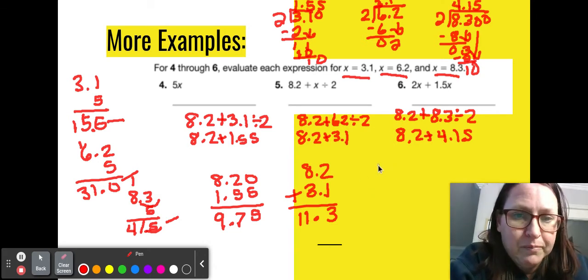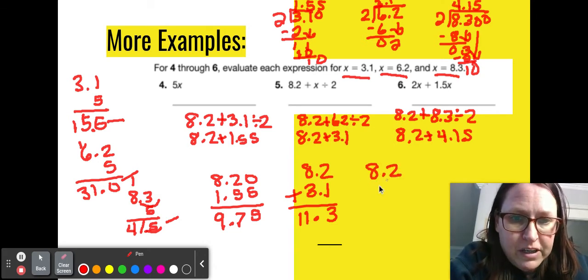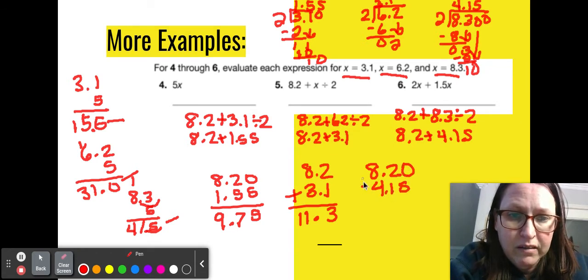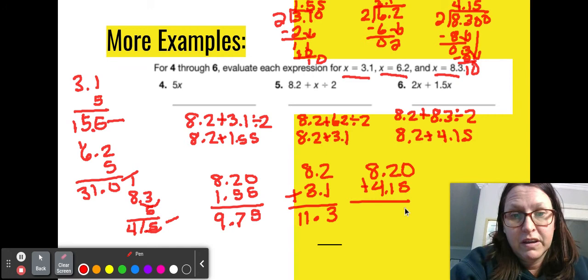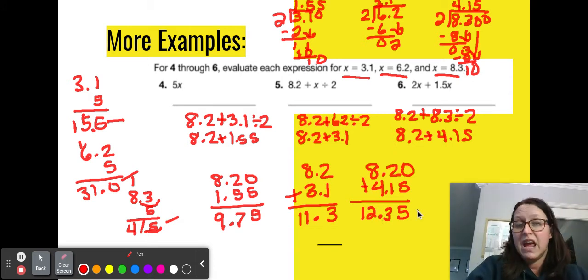Now let's do our last one. 8.2 plus 4.15. Put my placeholder right here and let's add. 0 plus 5 is 5. 2 plus 1 is 3. 8 plus 4 is 12. And bring my decimal down. So when x equals 8.3, my answer is 12.35.